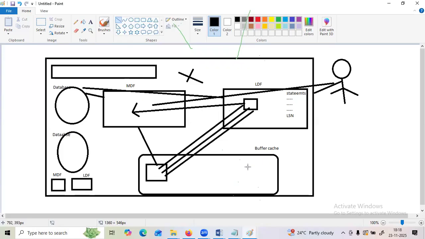Okay. So the thing is, whenever the update or insert is happening, the data should not always be stored in the MDF. Why? Because the data is committed, right? So that is the reason it will interact here. It will interact here. Then it will go to here. Then it will pick the page. It will put the page here.